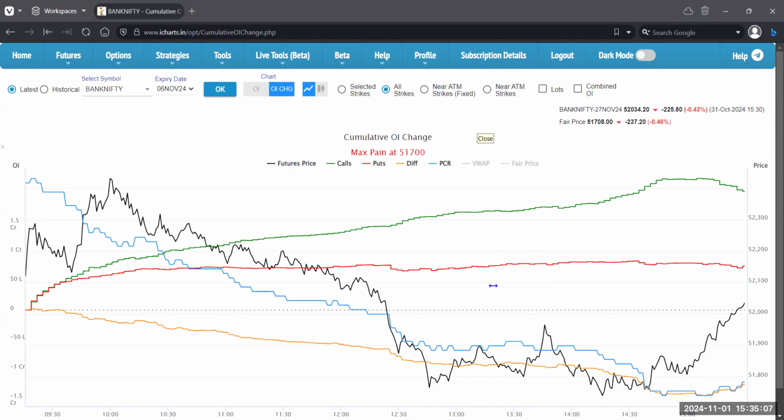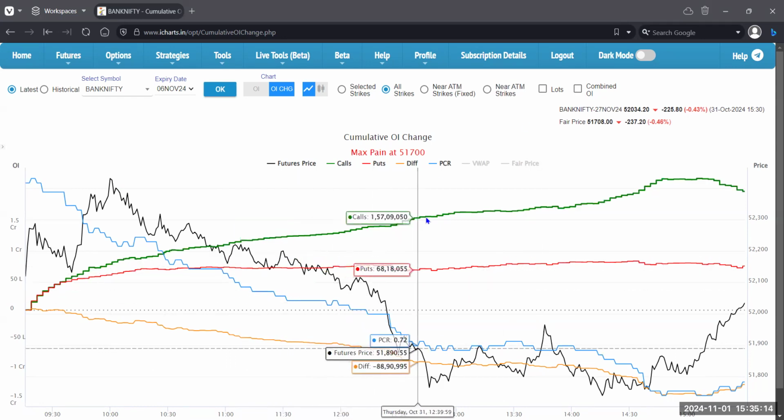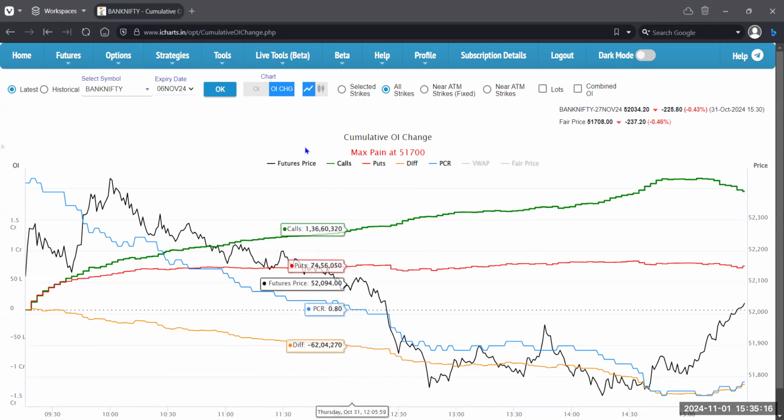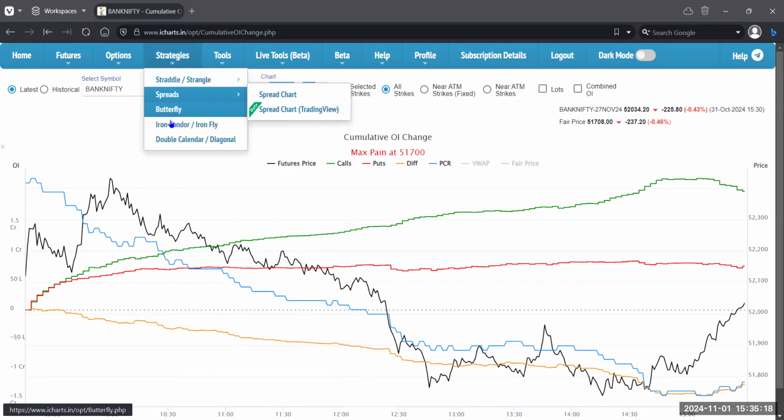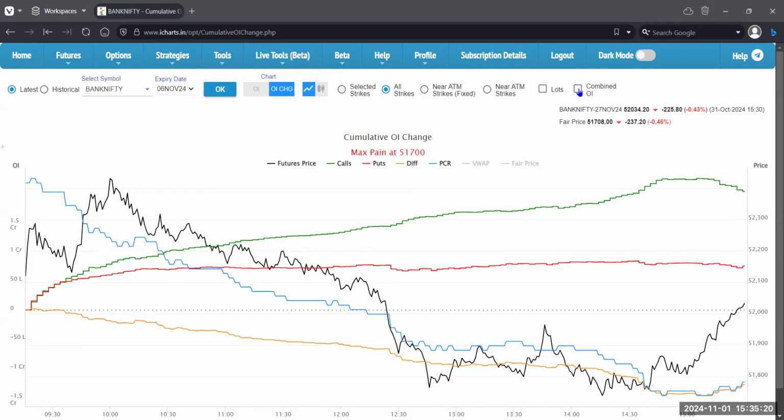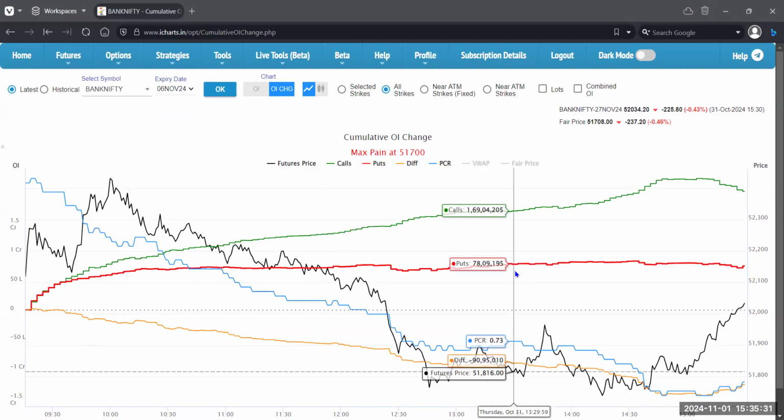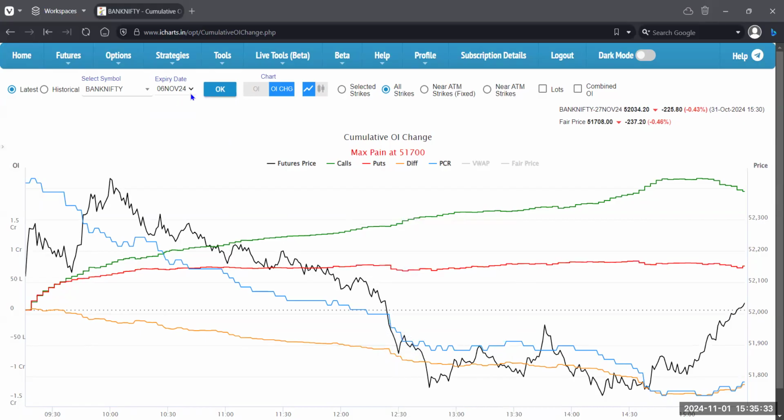Sir, in this tab, there is one column, combined OI. What is this one, sir? How is it used? See, over here, the OI change currently is being taken for only this expiry. When you select combined OI, it will take all expiries, all available expiries, basically. The month expiries are all total 3 months. All available expiries it will take when you click combined OI.